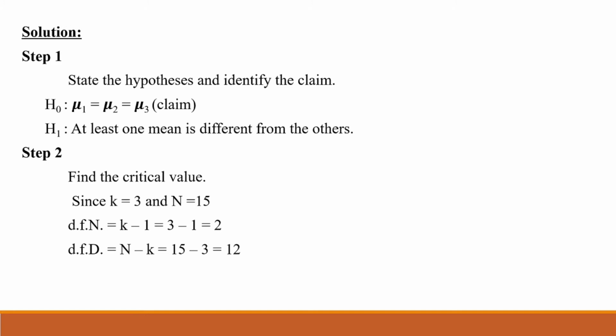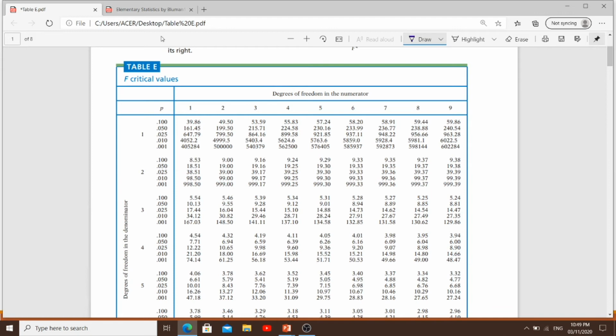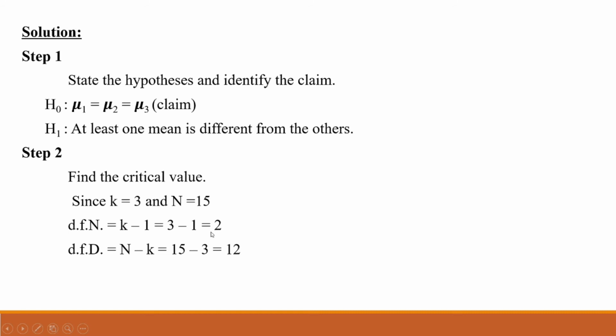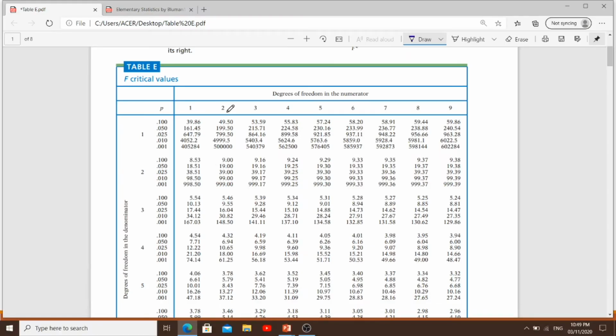Para hanapin natin yung critical value, titingin tayo sa table E. So, yung degree of freedoms in denominator, ito yung table E. So, degree of freedoms in the numerator and degree of freedom in denominator. Meron tayong numerator at saka denominator. So, yung numerator natin is 2. Ito yung 2.